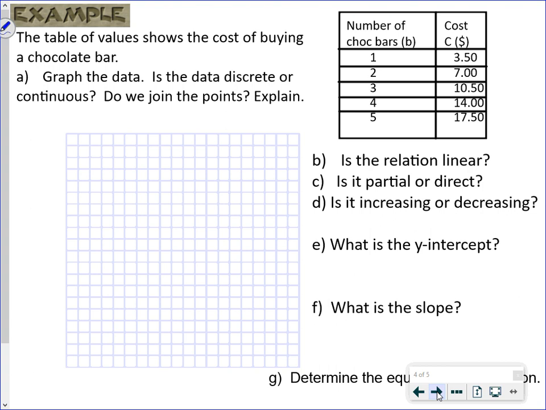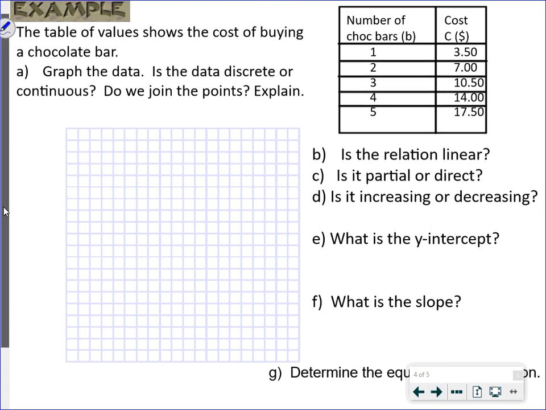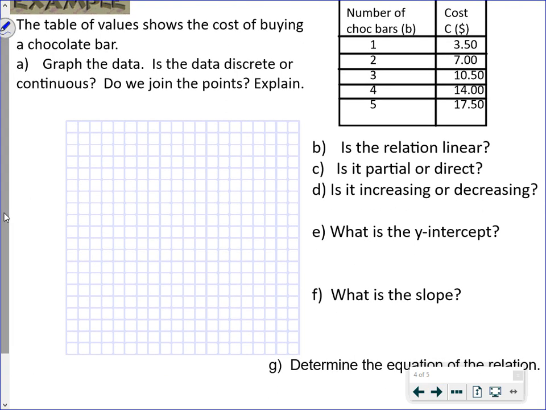So we want to graph the data that is shown in our table of values. When we graph the data, first we have to label our X and Y axis. In the X column of our table of values is the number of chocolate bars. So I'm going to put that down as the X part. So number of bars. And in the Y column is the cost in dollars.